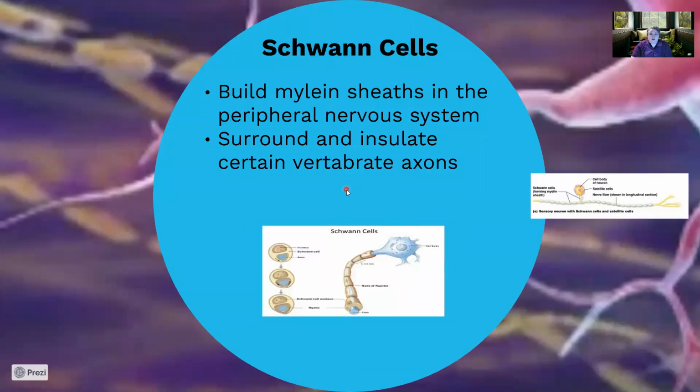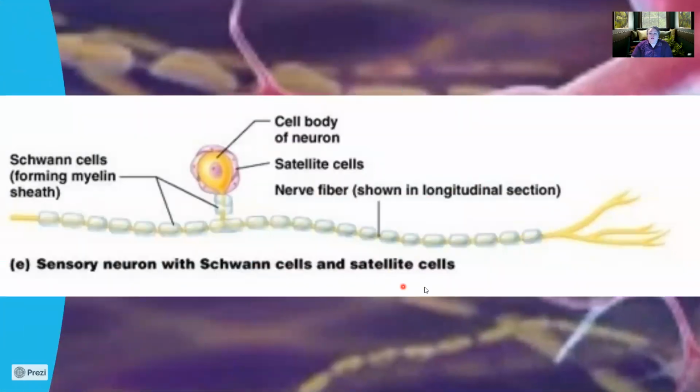That moves us on to Schwann cells, which you may remember from video 1. And Schwann cells are basically doing the same thing as oligodendrocytes, except they are doing it in the peripheral nervous system. So they are building myelin sheath in the peripheral nervous system and surround and insulate certain vertebrate axons. So here's this part of that diagram blown up with the Schwann cells. And as you can see, they are creating that myelin sheath, except this would be an example of a neuron that we would find in the peripheral nervous system rather than the central nervous system.